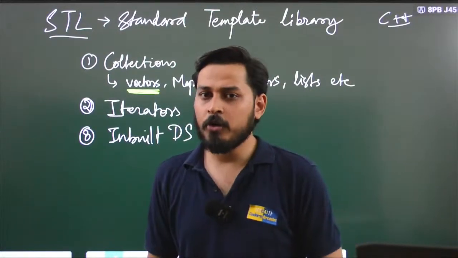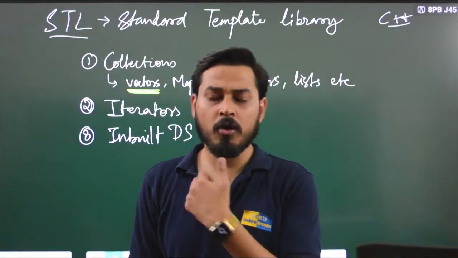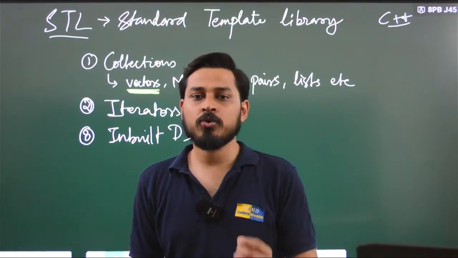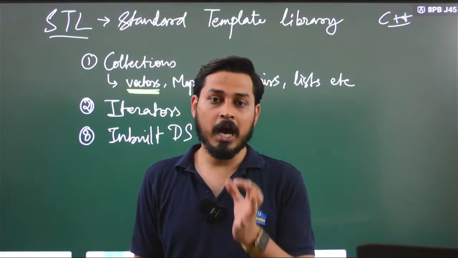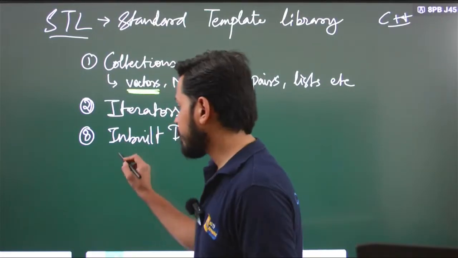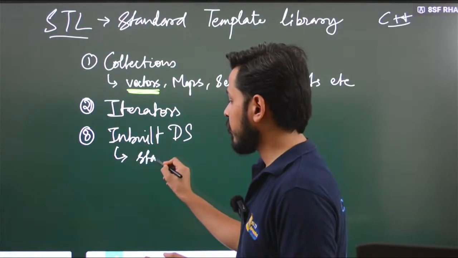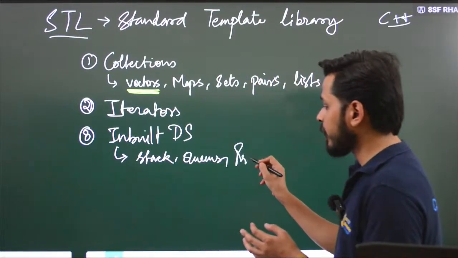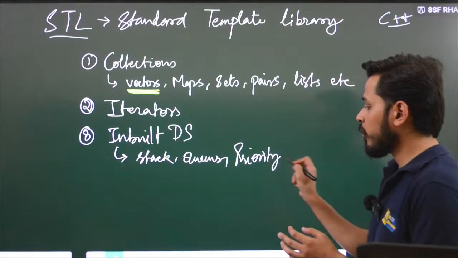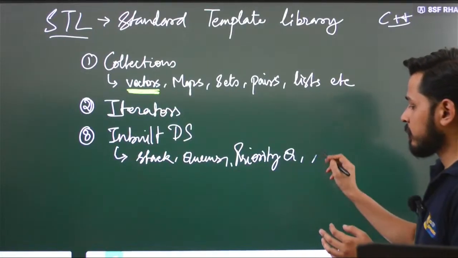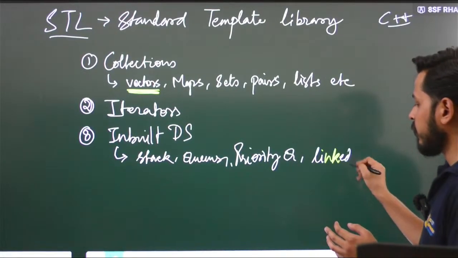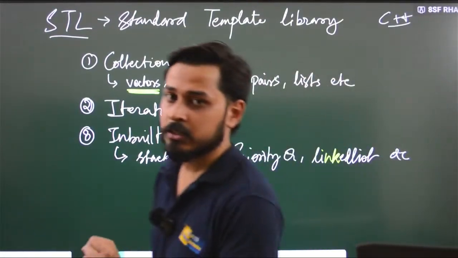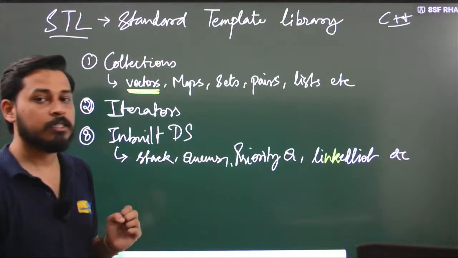What I told you just now about stacks, queues, linked lists, all of these data structures are available by default in our C++. For example, here we are going to talk about the default data structure stack. We are going to talk about queues, priority queues, and linked lists. We are going to talk about all of these concepts in this STL.